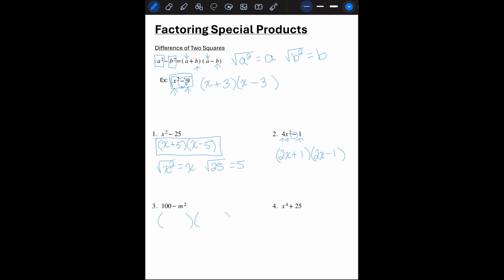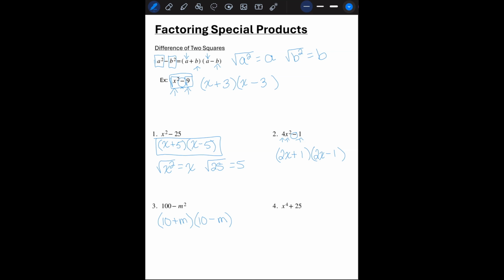All right, same thing here. We have two perfect squares with a minus sign. So I know that I have a conjugate, 1 positive, 1 negative. The square root of 100 is 10. Since it's in the front, that goes in the front. And the square root of m squared is m, and that goes at the back.